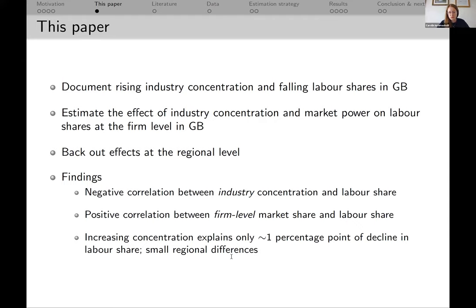However, this increase in concentration can only explain around 1 percentage point in the decline of labor shares. And the regional effects that I'm finding are quite small, but I think there's some scope to dig deeper into this.